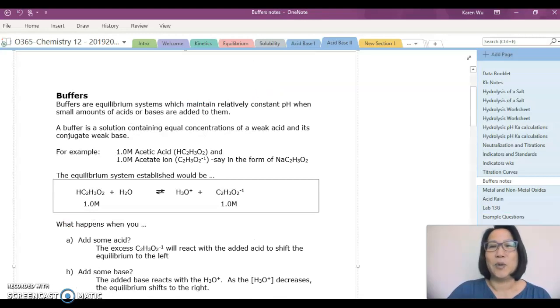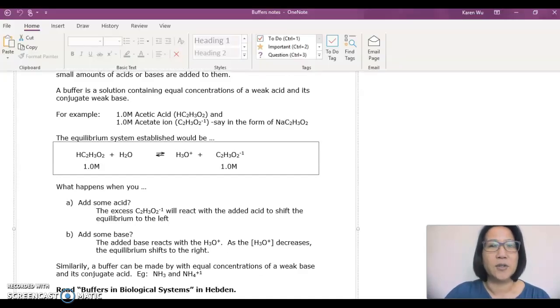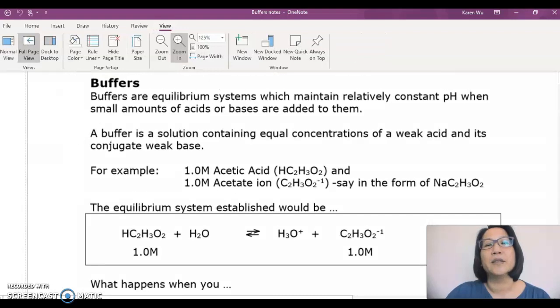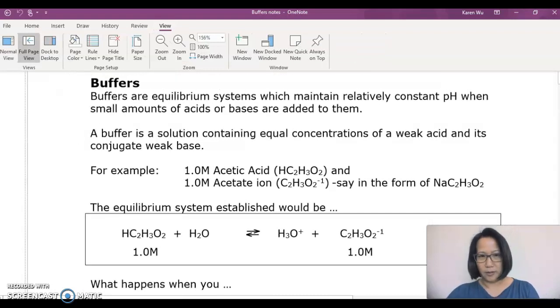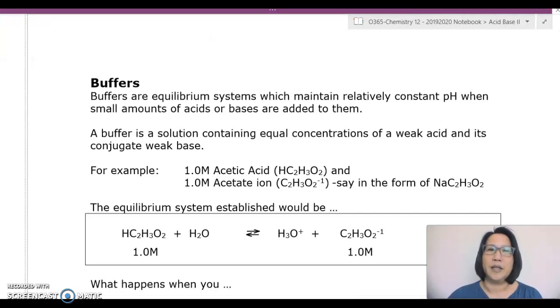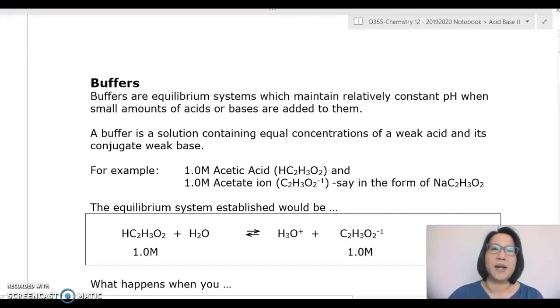So then let's go to my buffer notes. I hope you've had the chance to download that Word document. And within that Word document, you'll see some blanks. And let's see where those blanks are here for us. Let's grab my highlighter. So what is a buffer?